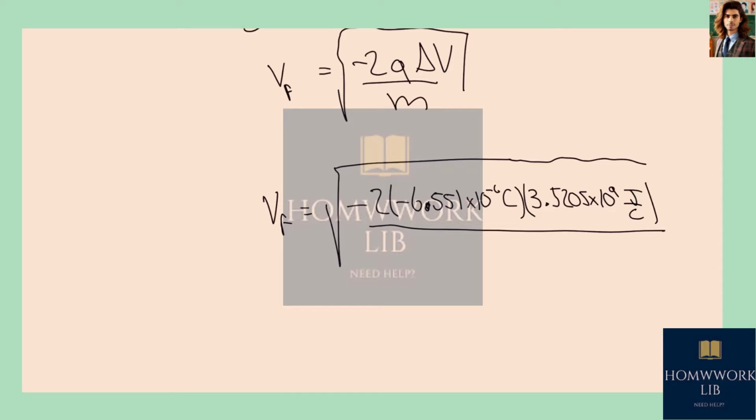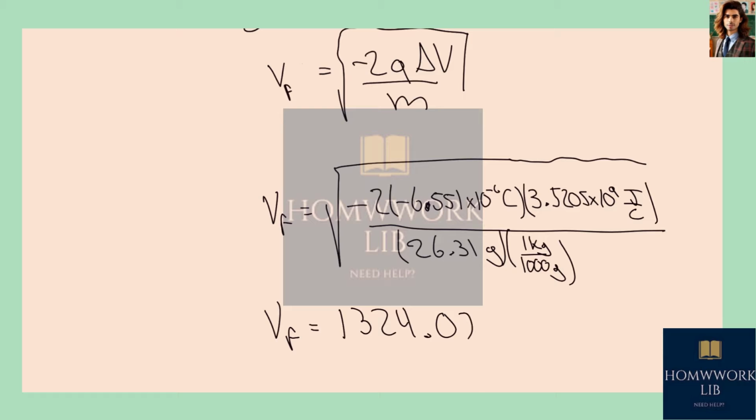In this case, we need to transform this into kilograms, correct? So 26.31 grams. We know that 1 kilogram corresponds to 1,000 grams. This is the same as doing the times 10 to the minus 3 factor. So the final velocity would be equal to 1,324.07 meters per second.